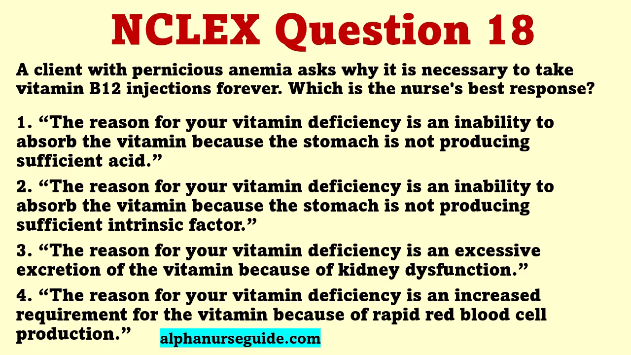The correct answer is 2. Most clients with pernicious anemia have deficient production of intrinsic factor in the stomach. Intrinsic factor attaches to the vitamin in the stomach and forms a complex that allows the vitamin to be absorbed in the small intestine. The stomach is producing enough acid. There is not an excessive excretion of the vitamin, and there is not a rapid production of red blood cells in this condition.